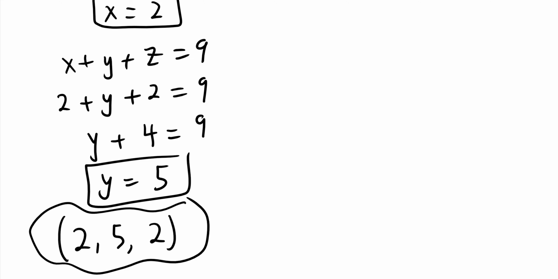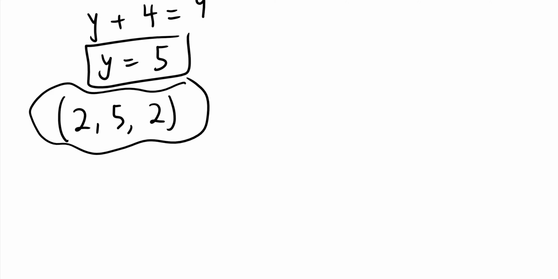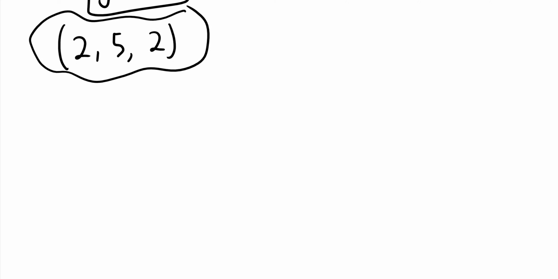So this means if I graph these three equations on the same plane, the three planes will intersect exactly at this point. They're going to all meet at that point. Let's look at another example. How do we solve this system?